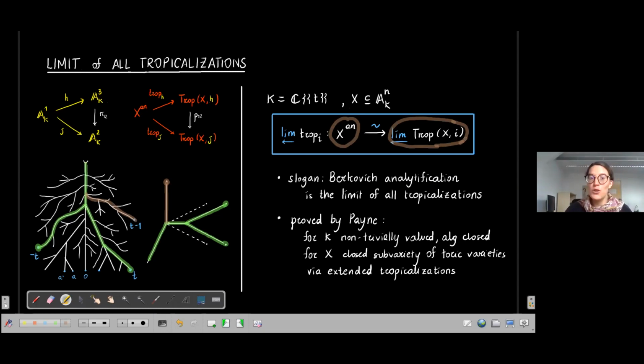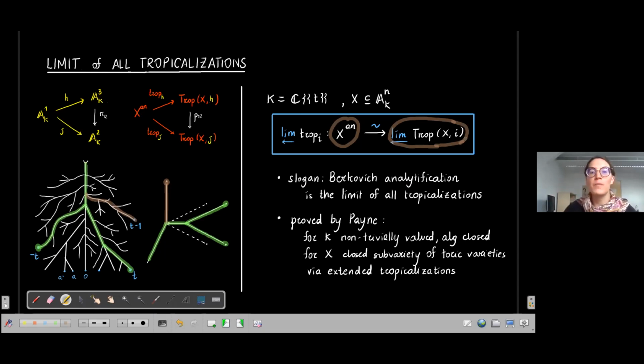I mean, I show you via picture. One example was when we were considering affine embeddings. But the result is more general. It's proved by Champagne. You can also consider embeddings in toric varieties, but for that it needs an extension of the notion of tropicalization. It's called extended tropicalization. And I suggest you look at this paper if you're interested in this result.